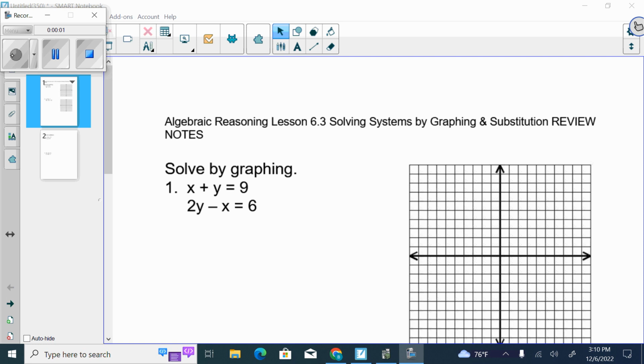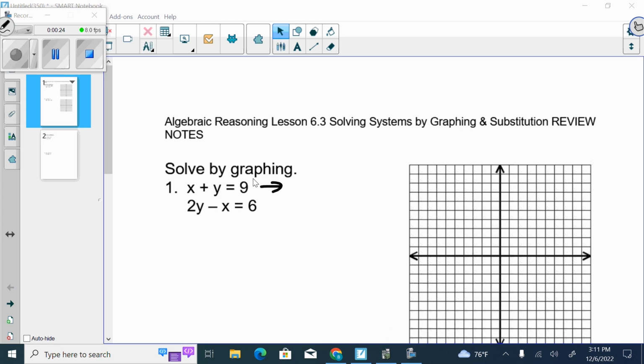It says we are going to solve these equations by graphing. Remember, we have three possible outcomes: a coordinate point, no solution, or infinitely many solutions. Okay? All right, so we need to graph them, which means they need to be in y equals mx plus b form. Are these equations in that form right now?